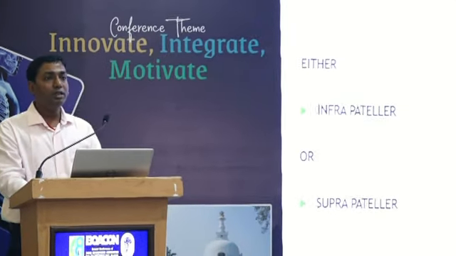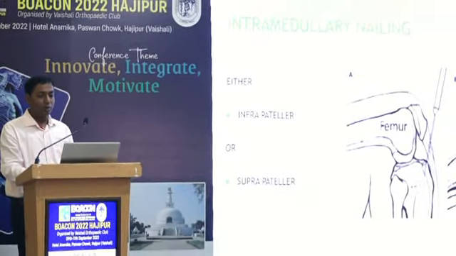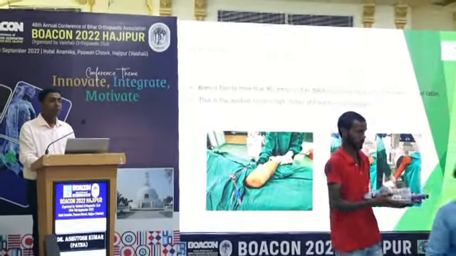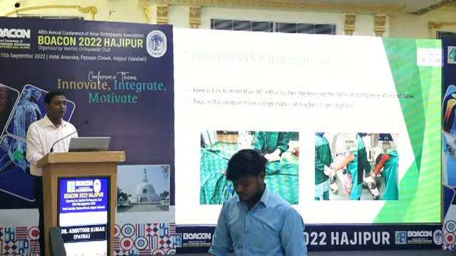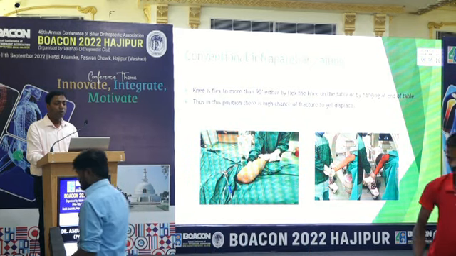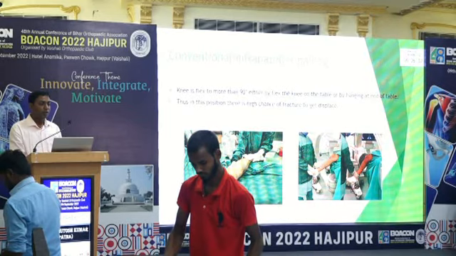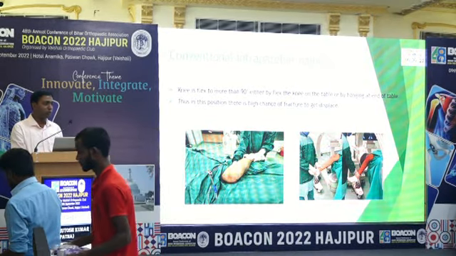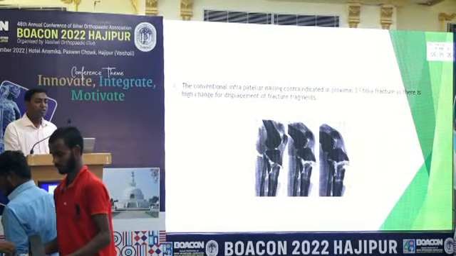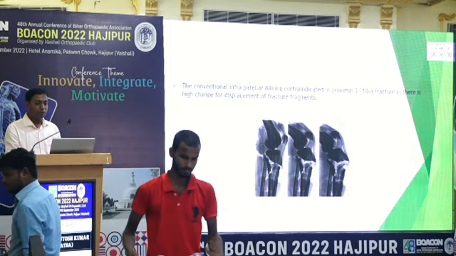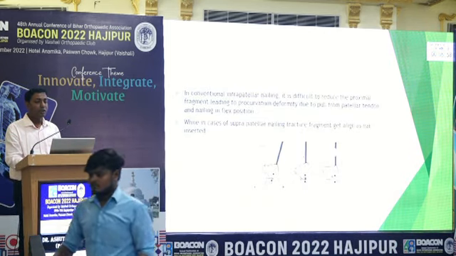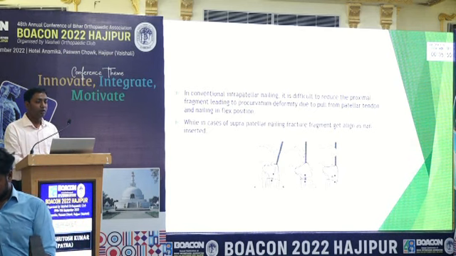Now, intramedullary nailing may be either infrapatellar or suprapatellar. In conventional infrapatellar nailing, the knee is flexed to more than 90 degrees, either flexed on the table or by hanging on the edge of the table. Thus, in these positions, there is a high chance of the fracture getting displaced. The conventional infrapatellar nailing is contraindicated in proximal third tibia fracture, as there is a high chance of displacement. In conventional nailing, it is difficult to reduce the proximal fragment, actually due to the procurvatum deformity from the pull of the patellar tendon and nailing in flexed position.